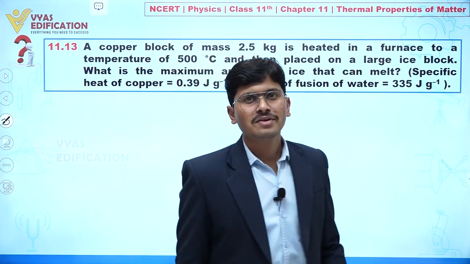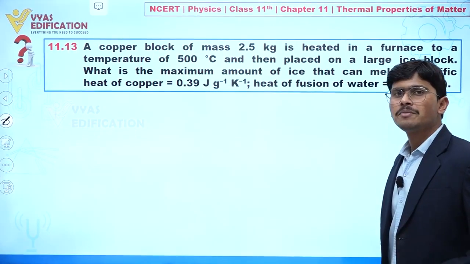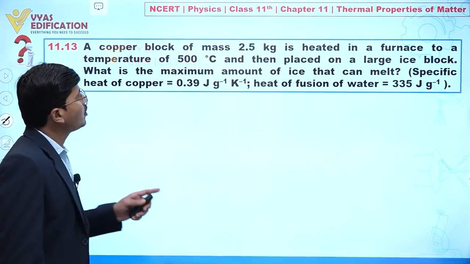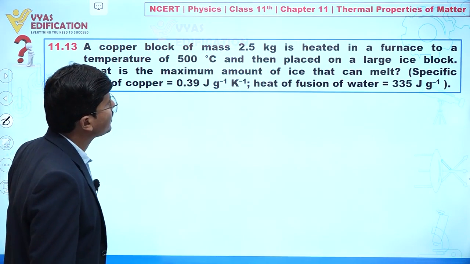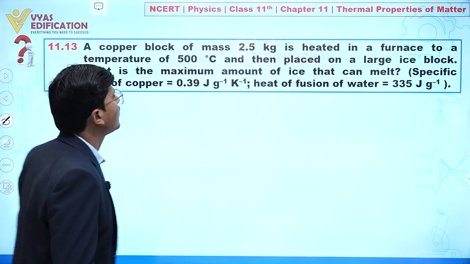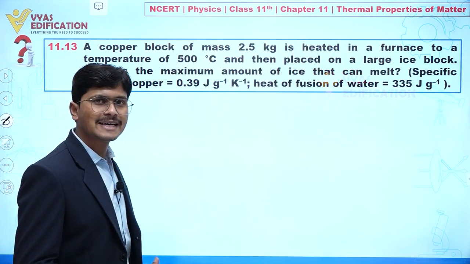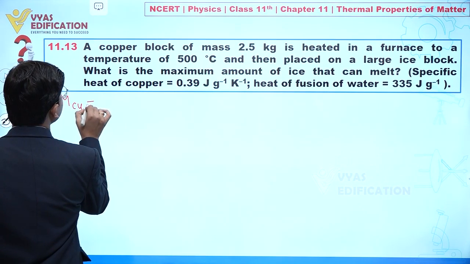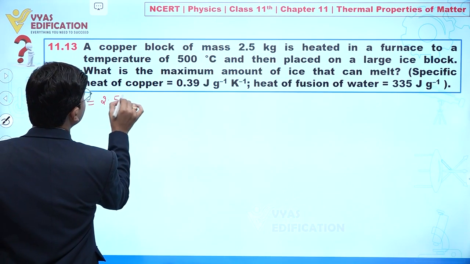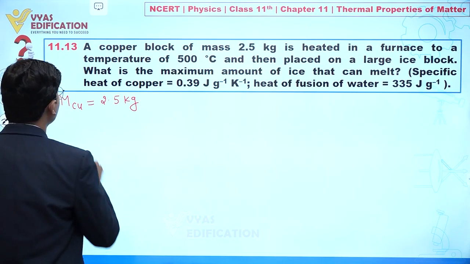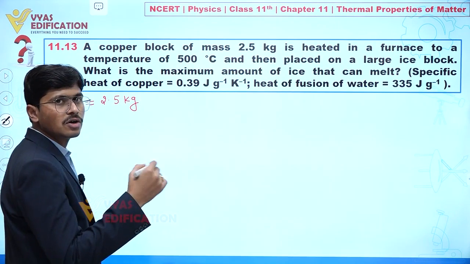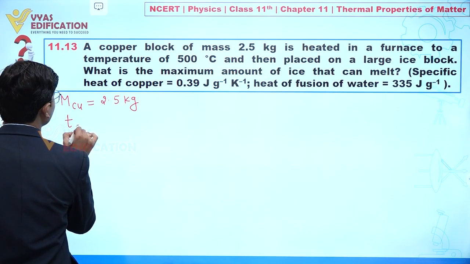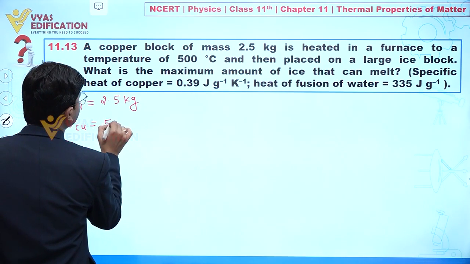Now students, we are going to discuss question number 11.13. In this question it is given that a copper block of mass 2.5 kilogram is heated in a furnace to a temperature of 500 degree Celsius. So the mass of the copper block is provided as 2.5 kilogram, and the temperature of the copper body is 500 degrees Celsius.